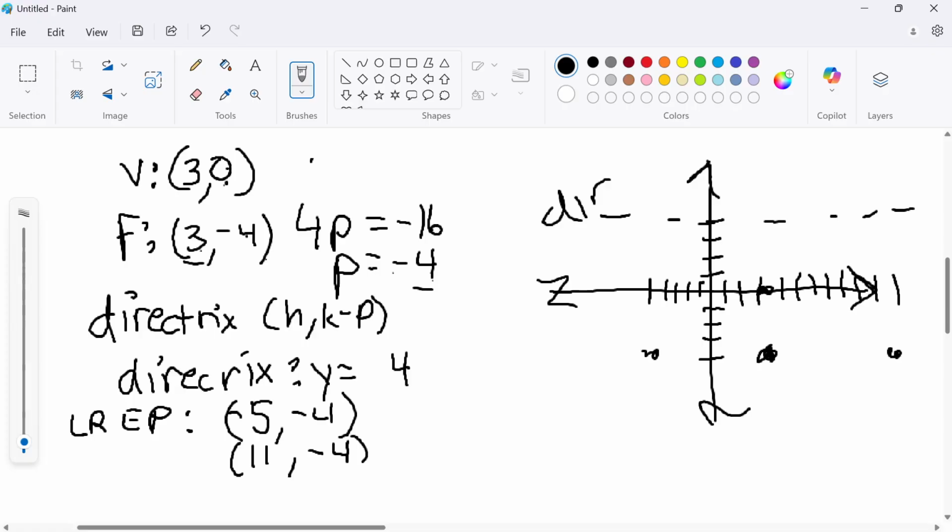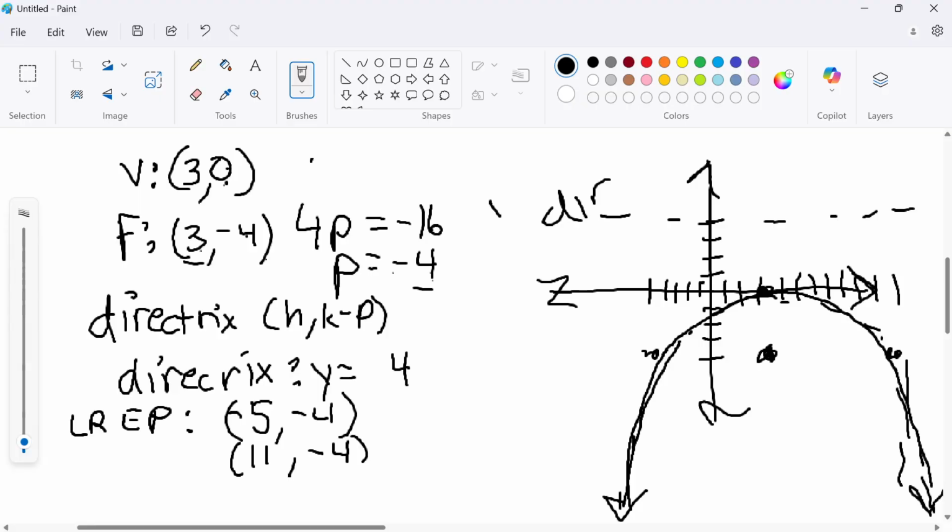And now I can kind of draw this thing. I've got to get it through the vertex and through those two endpoints. So that's a pretty good drawing of it. And actually, I've got to show the parabola as the only solid line of this. This is y equals 4, the directrix. So there's my parabola.